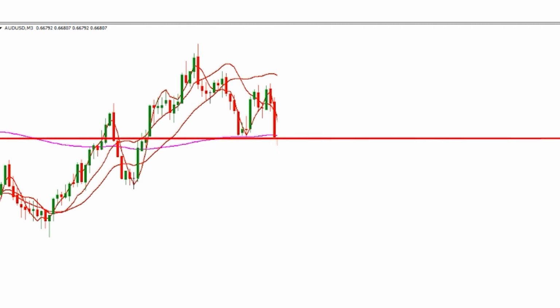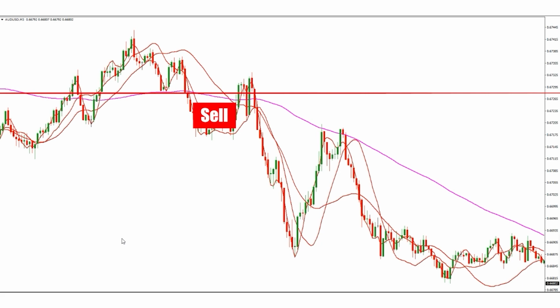So we've identified this exact bar to enter from. We'll put in our sell order here, and as you can see, the market moved on down.